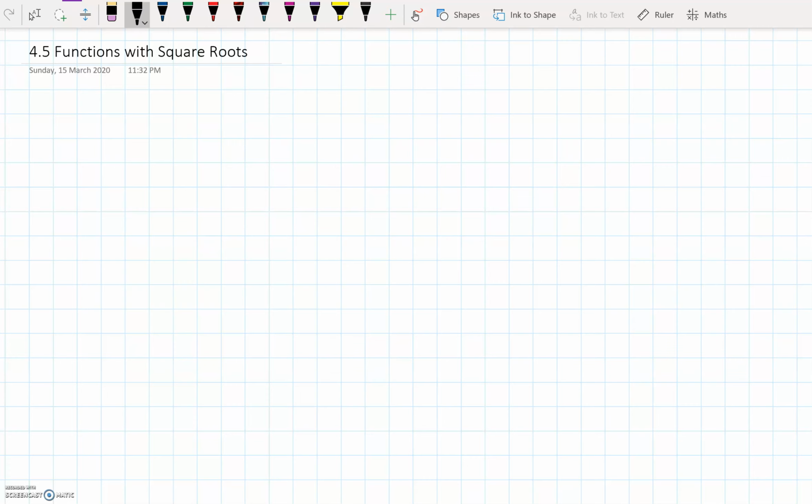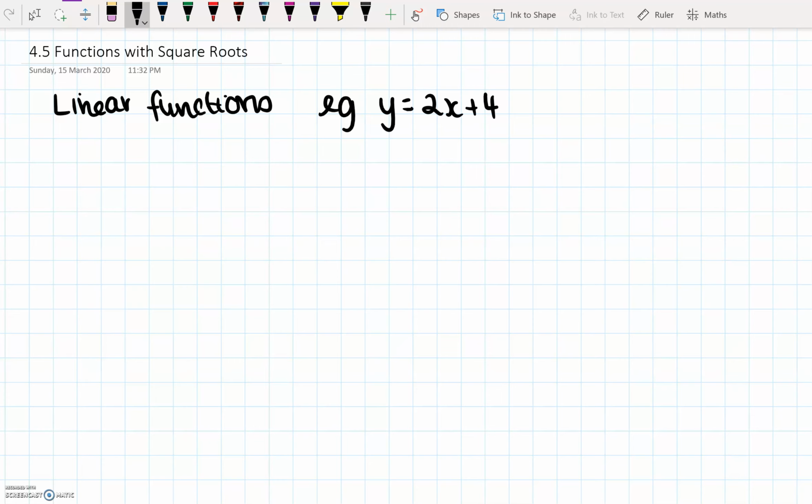Okay guys, what we're going to look at today are functions with square roots. So far what we have looked at in the past have been linear functions, for example y equals 2x plus 4. And we know that a linear function produces a straight line.